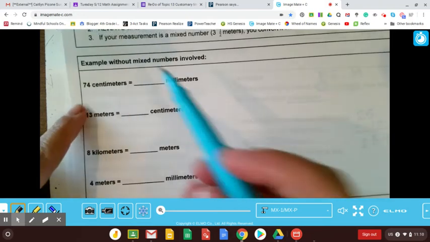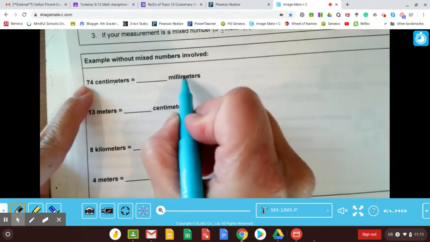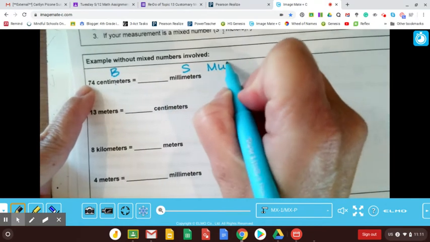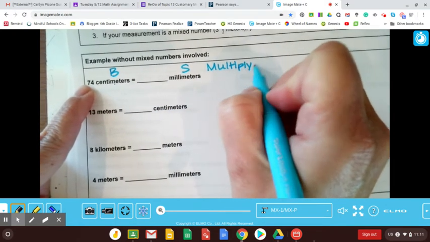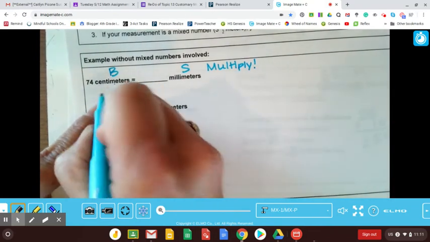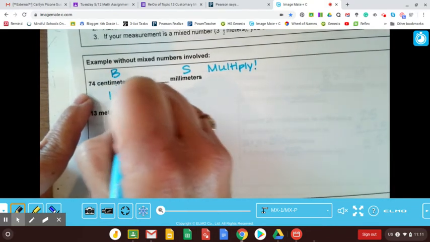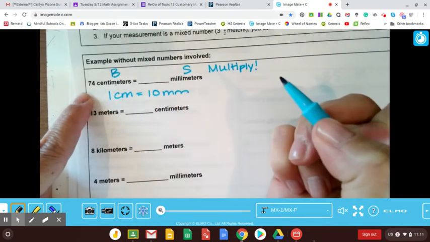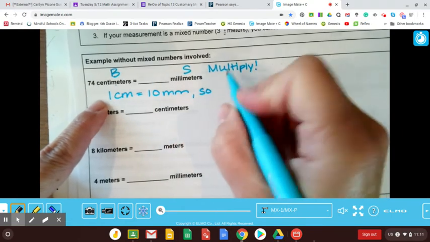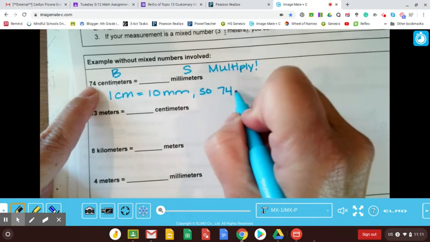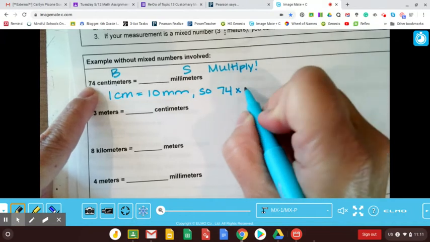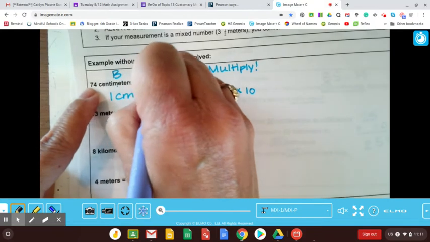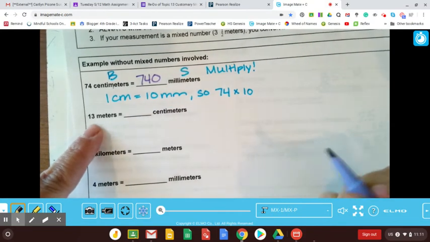All right. I am going from centimeters to millimeters. So I'm going from a big to a small, so I need to multiply. Big, silly monkeys. Now, I know that in 1 centimeter, I have 10 millimeters. So, if I had 74 centimeters, I'm going to multiply 74 times 10. And I would get 740. All right, good job.